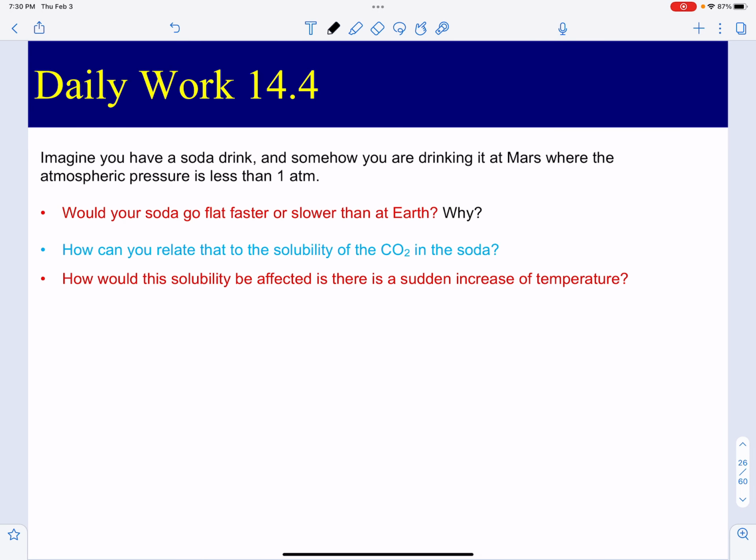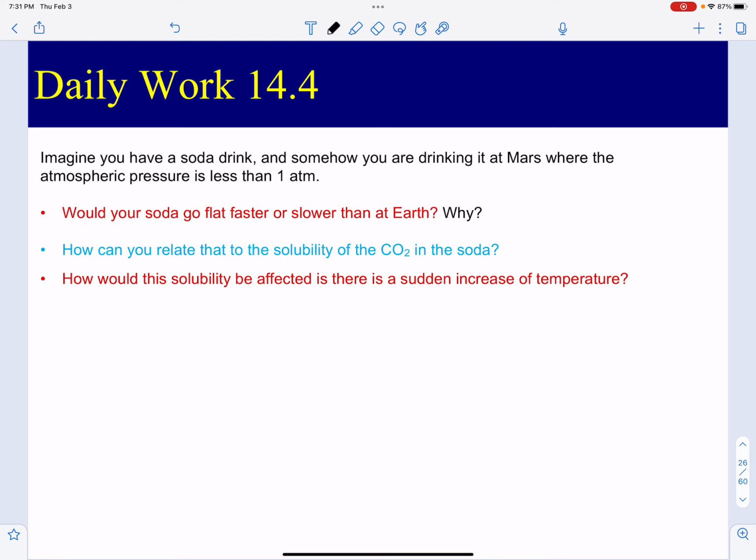And here's your daily work 14.4. Imagine you have a soda drink and somehow you are drinking it at Mars, where the atmospheric pressure is less than 1 atmosphere. Would your soda go flat faster or slower than at Earth? I know we didn't talk about pressure, but you learned in 1411 enough to answer this question.